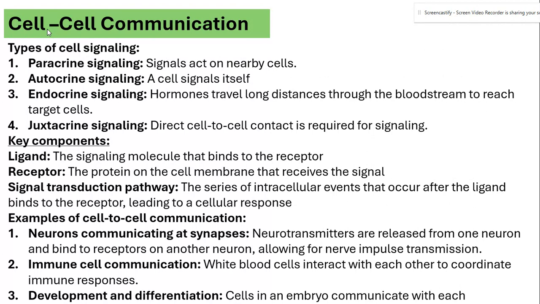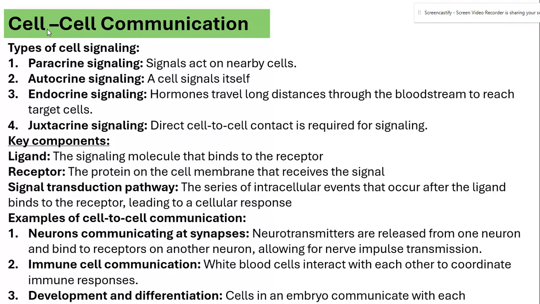Let's say paracrine signaling. You live very close to a college. You want to study at a college. You send an application there. You get accepted. You start your college. Autocrine, a cell signals itself. Okay, maybe I don't want to go to school, I just want to study myself. I want to be a homeschool person. Something like that. Endocrine, hormones travel long distances.